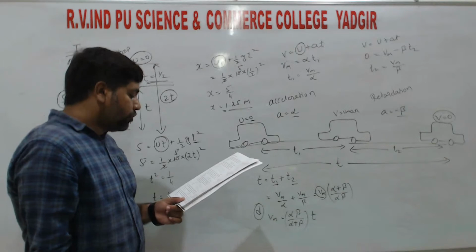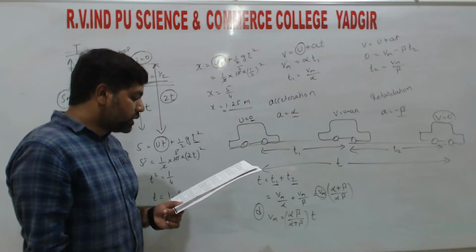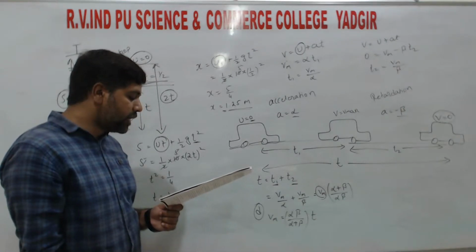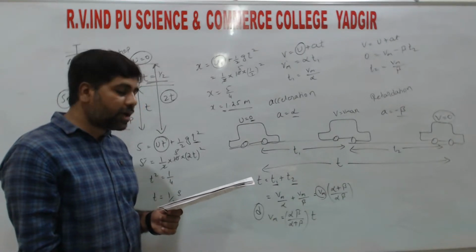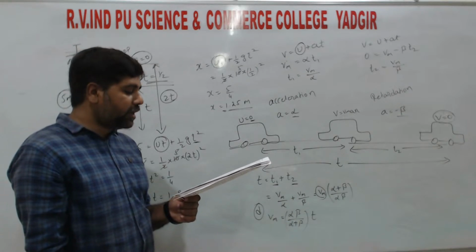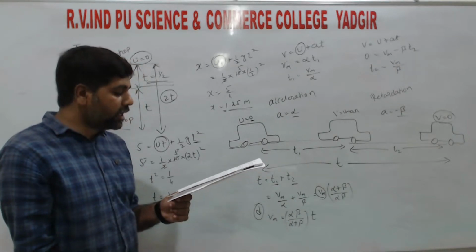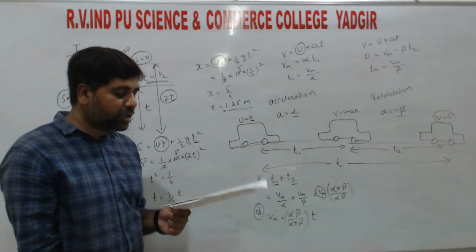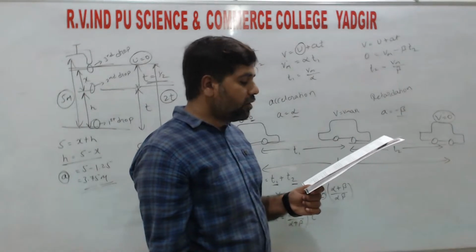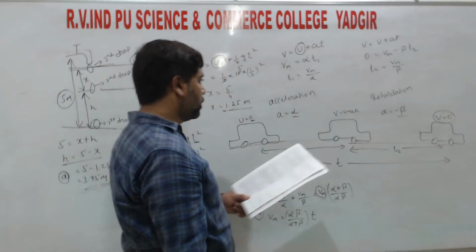36th question. A particle moves along a straight line such that its displacement at any instant t is given by s is equals to t cube minus 6t square plus 3t plus 4 meter. The velocity when the acceleration is 0 is. So that means we need to find the velocity when acceleration is 0, right?